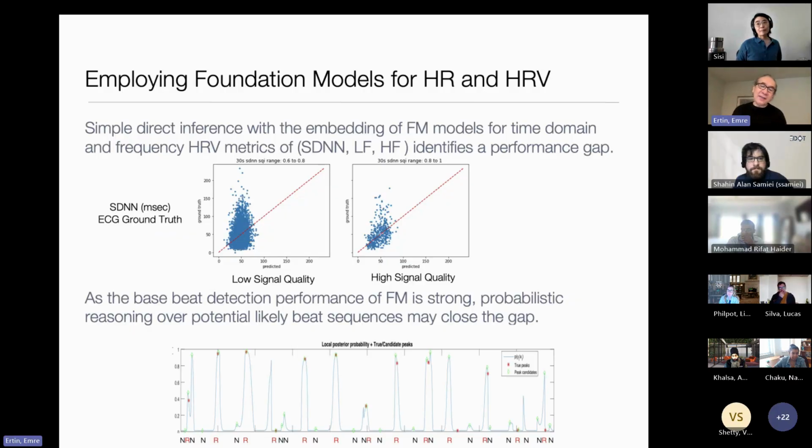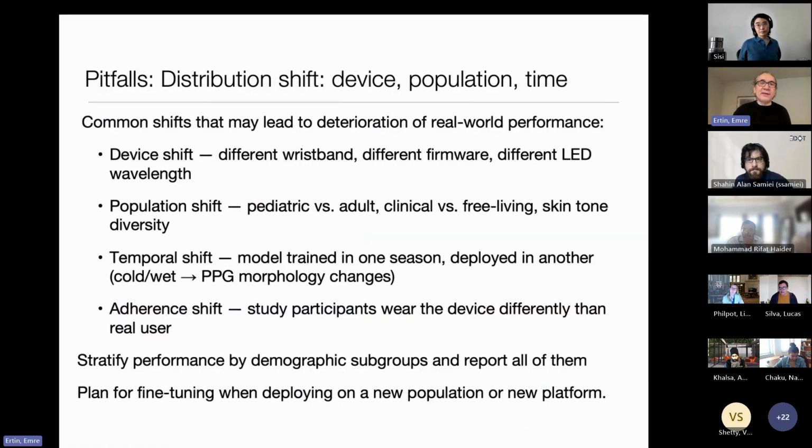But we have seen the base beat detection performance of the foundation model is strong. So perhaps we just have to figure out a better way of inferring on top of that, maybe reasoning over potential likely beat sequences to close the performance gap for what we want in heart rate variability. So again, it's good to mention not everything is a solved problem. These foundation models are quite strong in their representation capability, but training something on top of them is not always trivial. So some pitfalls to close the talk.